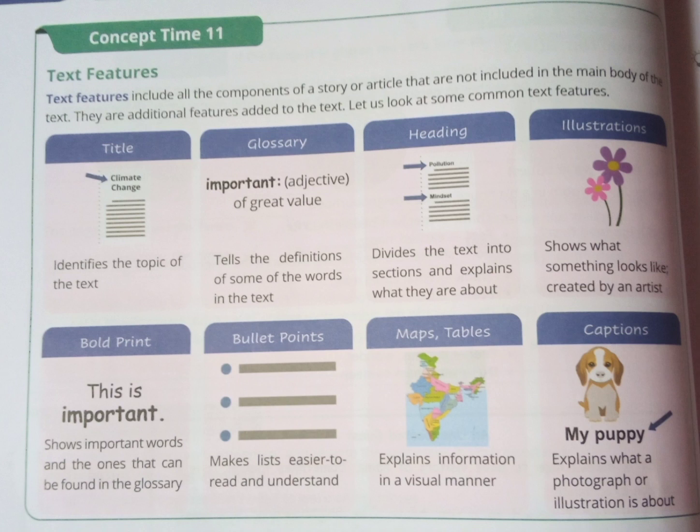Bold print, some of the words and letters are given in bold print so that we can easily find the important meaning of the text. Bullet points, to understand easier they will use some points, okay. They will use bullets and write some important points. Maps and tables, by using maps and tables they can make us easily understand the information in a visual manner.